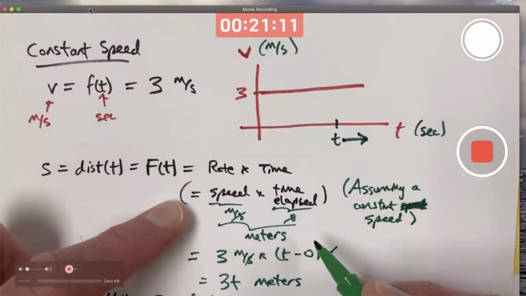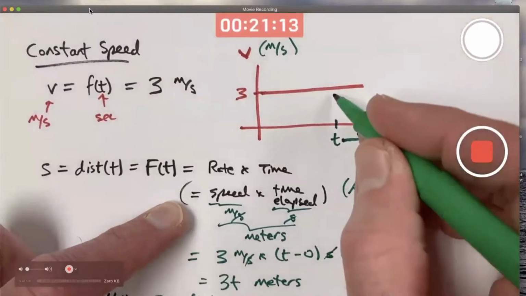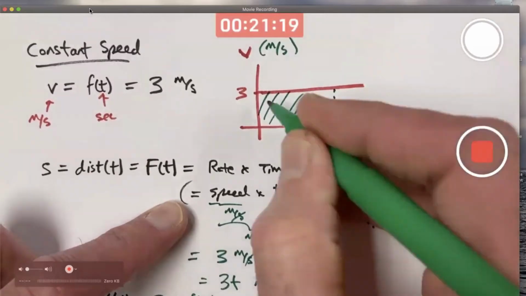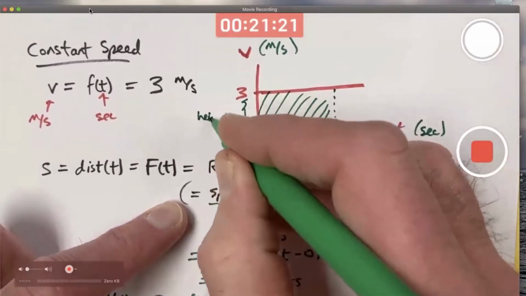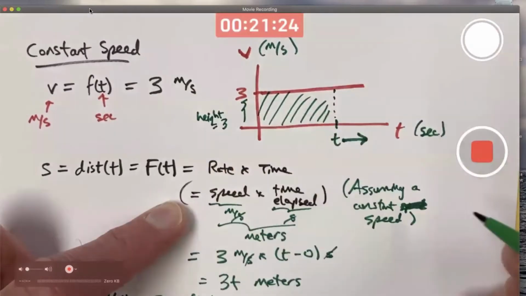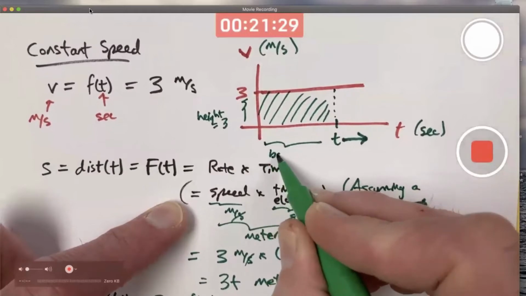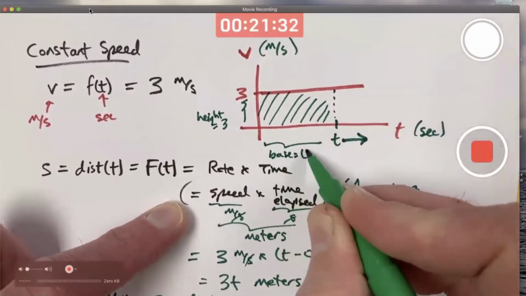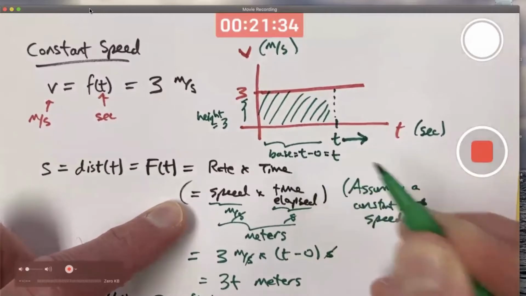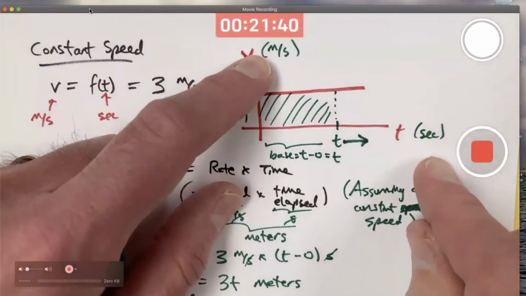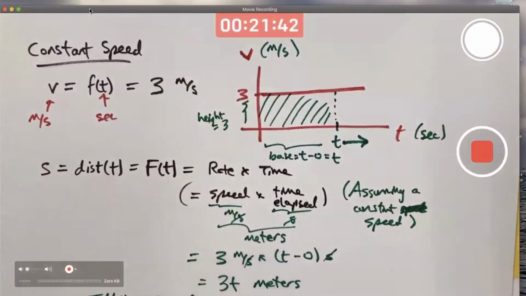Speed times time is really the area of this rectangle here, the area under the curve. Because the height is 3 meters per second, and the base is t minus 0, t seconds, giving you units for the area of meters per second times seconds. The seconds cancel, giving you meters. The area has units of meters? Yeah, in my mind at least. In terms of the application, it does.